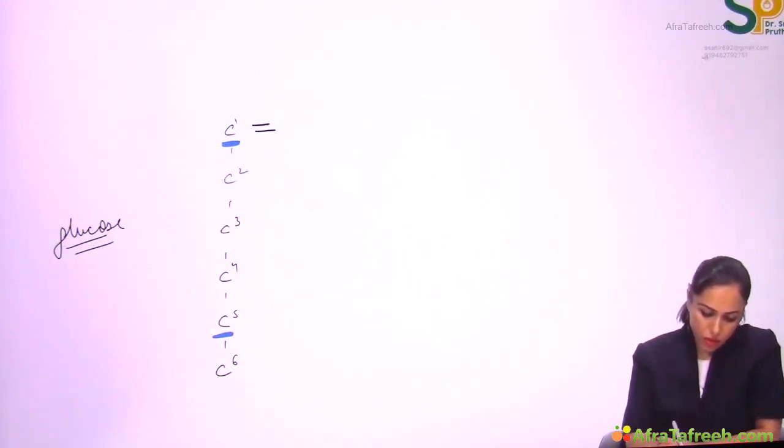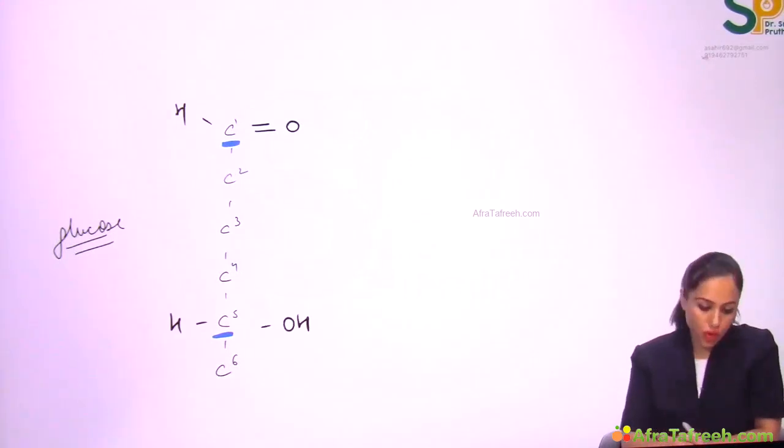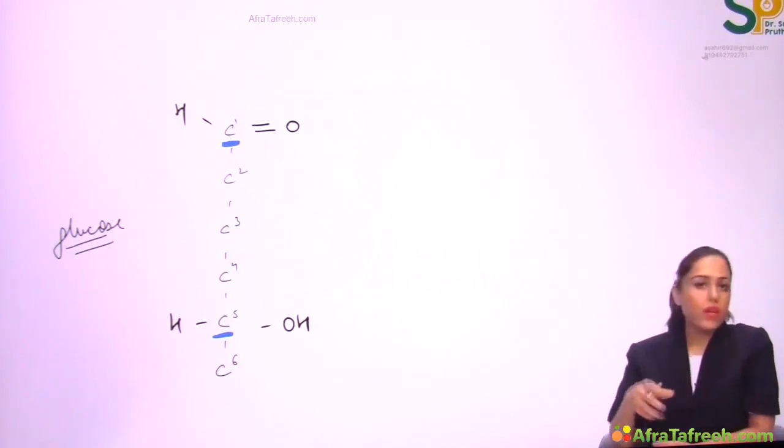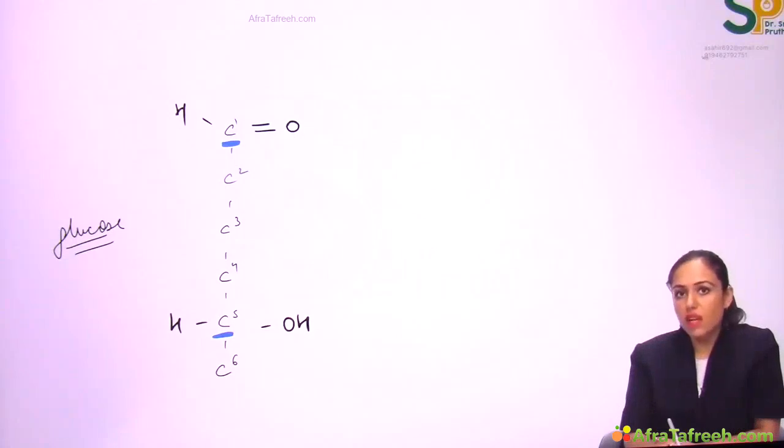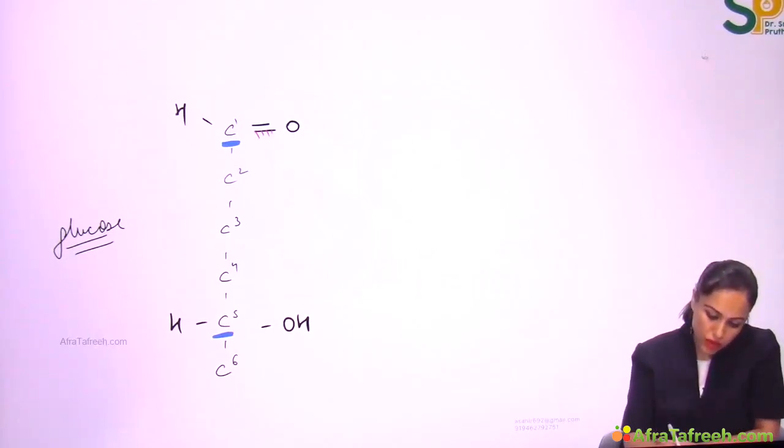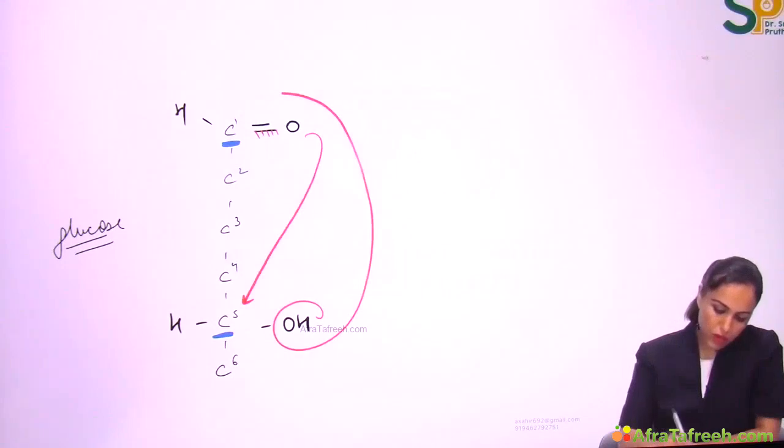C1 has a double bond oxygen and hydrogen here. C5 has H here and OH here. So when these 2 carbons have to join, they will join with the help of oxygen in between. See here, C1 is attached to oxygen with 2 valencies. So one of the valencies of C1 can be given to C5. On the other hand, C5 will give OH back to C1.